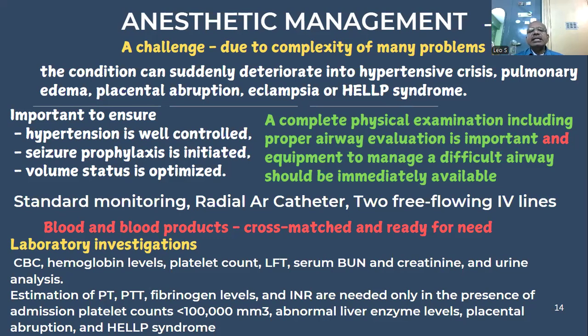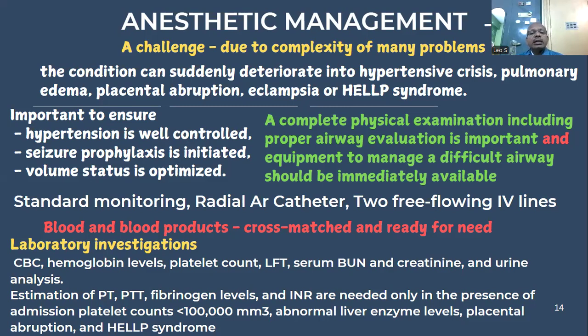The conditions can suddenly deteriorate into hypertensive crisis, pulmonary edema, placental abruption, eclampsia, or HELLP syndrome. It is important to ensure hypertension is well controlled, seizure prophylaxis is initiated, and volume status is optimized. A complete physical examination, including proper airway evaluation, is important, and equipment to manage a difficult airway should be immediately available. A smaller size, 5.5 or 6 size endotracheal tube will be very useful in an edematous severe eclamptic patients.